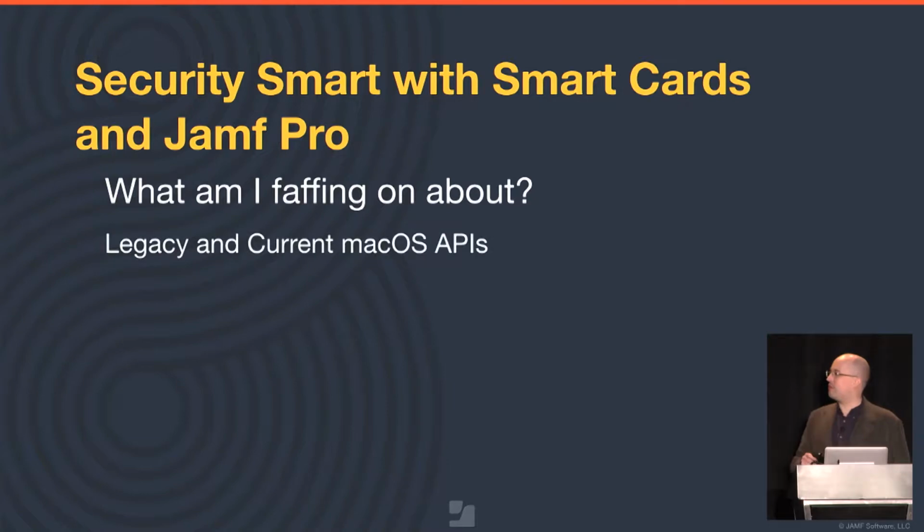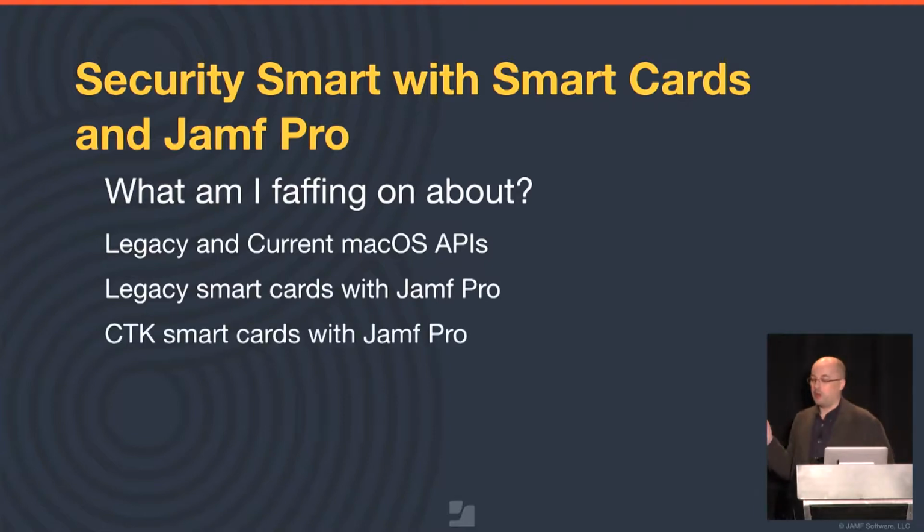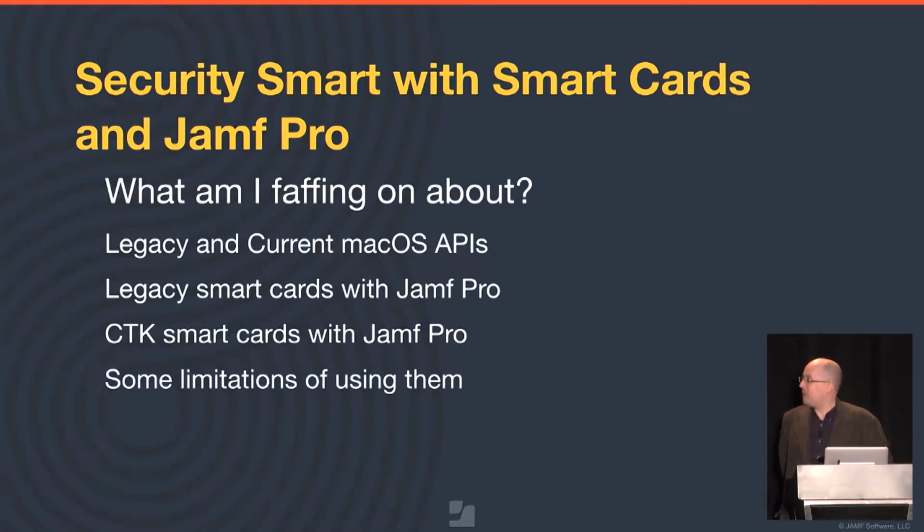So we're going to talk about some legacy and the current macOS APIs as far as smart cards are concerned. We're going to talk about how legacy smart cards can be made to work via Jamf Pro. We're going to talk about CTK cards, and I'll explain what CTK is a bit later. And we're going to go into some limitations of actually using them. We might have to cover that one more in the Q&A later.